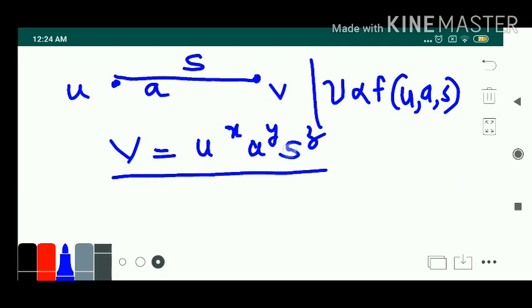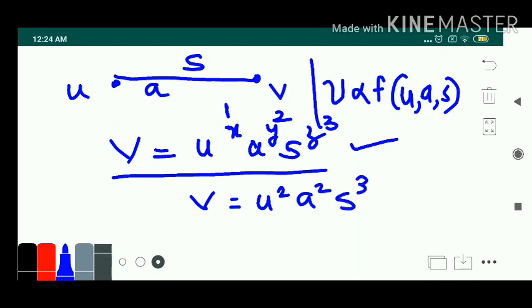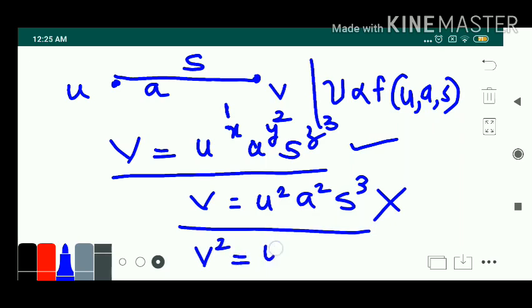But the equation which you get by this method, by dimensional analysis, you will get in this form only. Suppose x's value is 1, y's value is 2, z, you just solved it. So you will write it as u squared a squared s cube, right? This is how you will write the expression. Have you ever learned an equation like this? No. But you have learned the actual equation: v squared is equal to u squared plus 2as, right? This is your correct expression. So by dimensional analysis, you got a wrong expression.